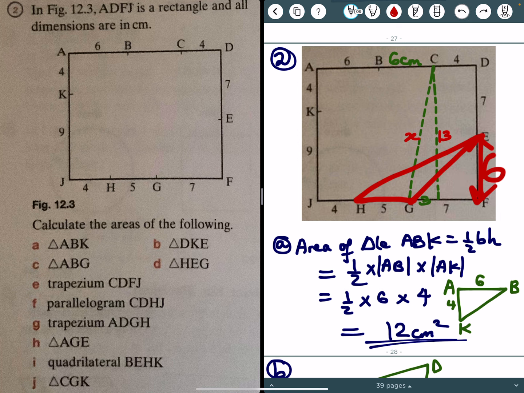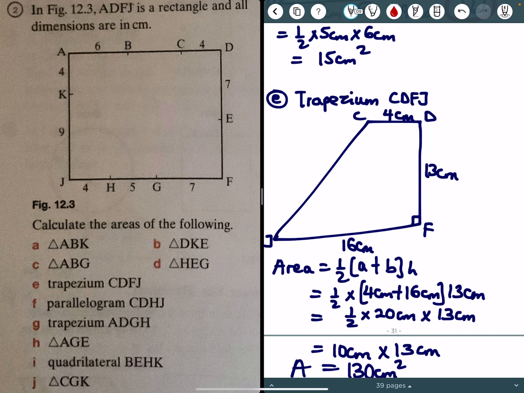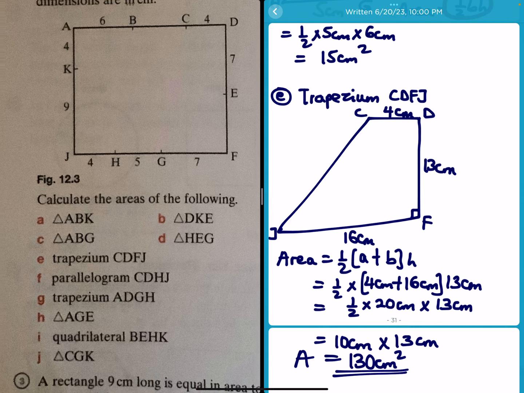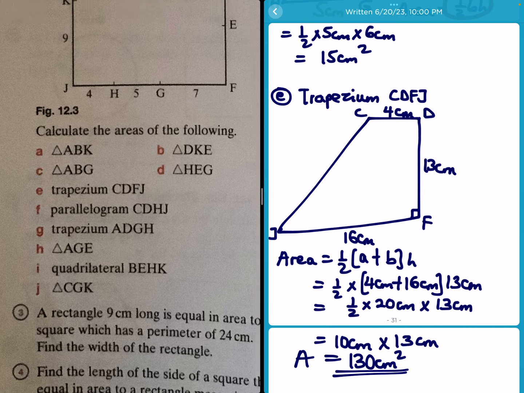So the area of triangle HGE will be half times 5 times 6. Using our base times height, the area of the triangle will be half times 5 times 6, which gives you 15 centimeters squared.